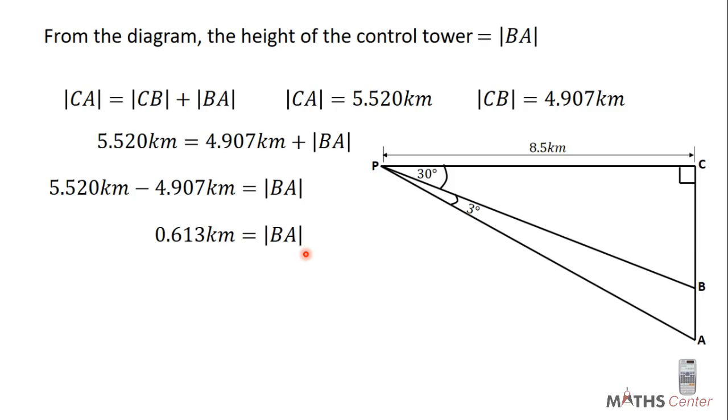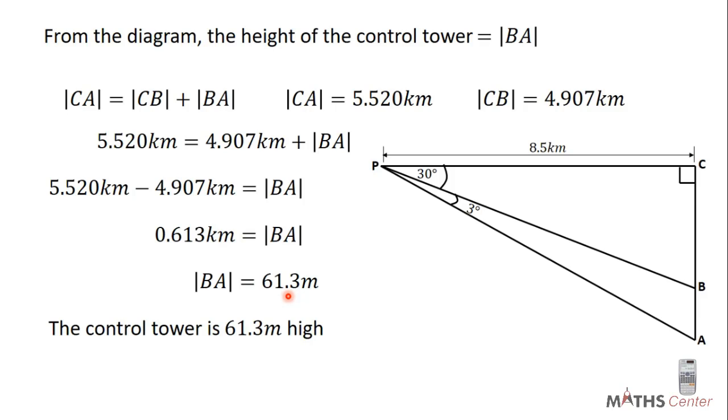Remember, the question said we should find the height of the control tower in meters. Our answer here is in kilometers. If you want to convert a number from kilometers to meters, multiply that number by 1000. So if you multiply 0.613 kilometers by 1000, you are going to have 61.3 meters. So we have converted this answer from kilometers to meters. So BA, which is the height of the control tower, is 61.3 meters. So we can say that the control tower is 61.3 meters high.